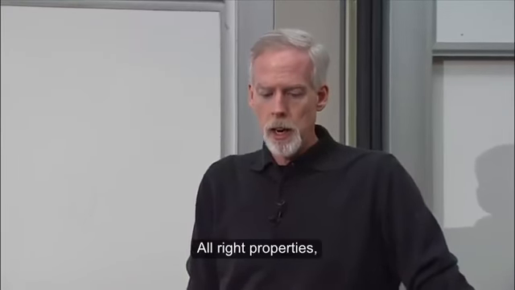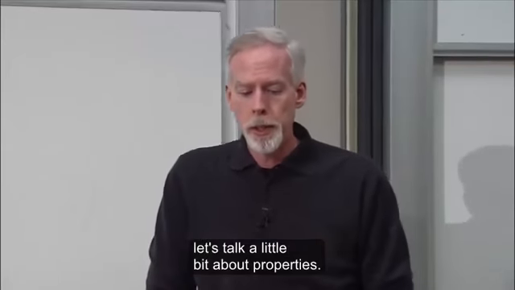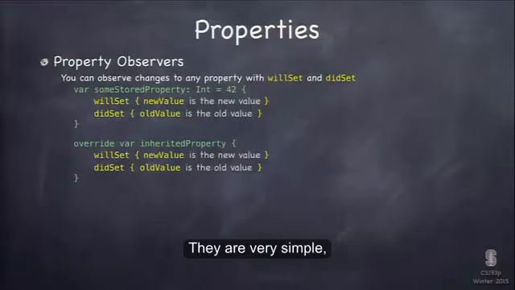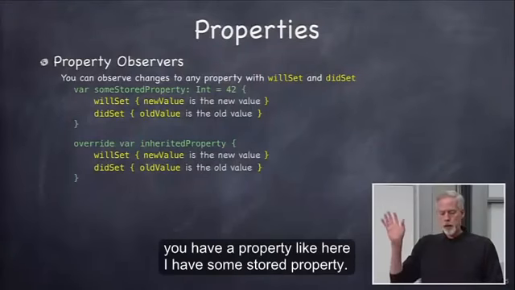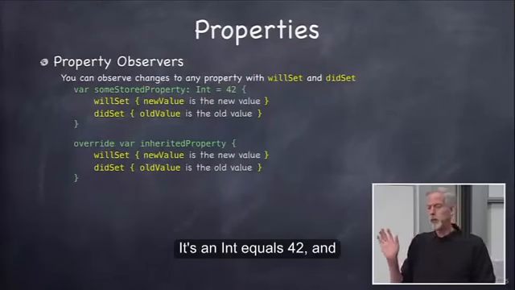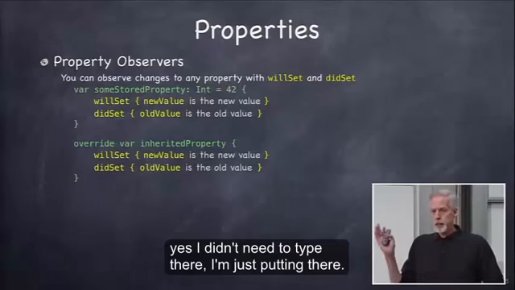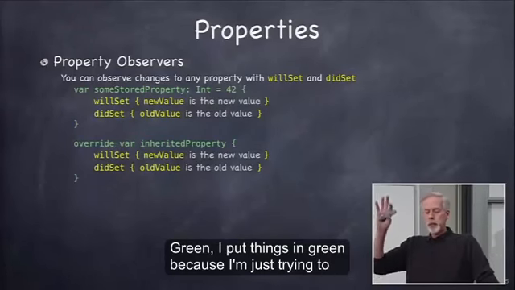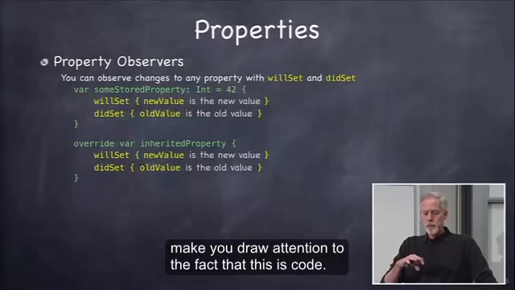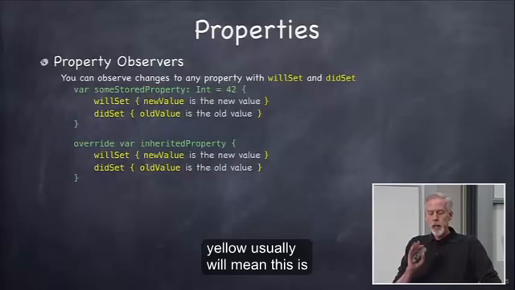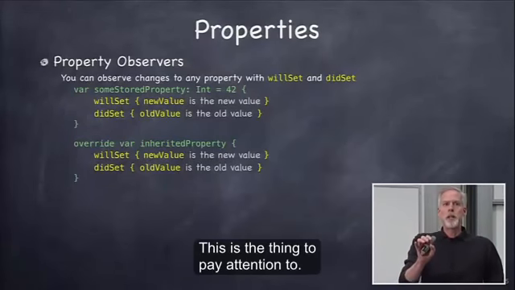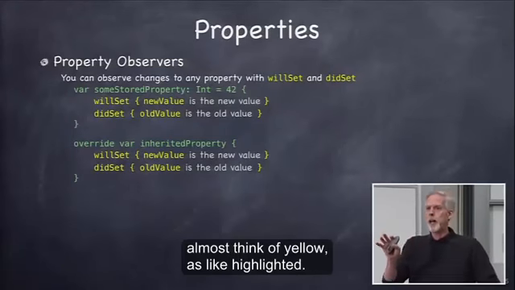Okay. All right. Properties. Let's talk a bit about properties. Property observers are very important, and we're going to use them a lot. They are very simple. You have a property, like here I have some stored property. It's an int equals 42. And yes, I didn't need the type there, I'm just putting it there. Throughout all my slides, by the way, I put things in green just to draw attention to the fact that this is code. That's all green means. But yellow usually will mean this is the thing I'm talking about right now, the thing to pay attention to. You can almost think of yellow as highlighted.